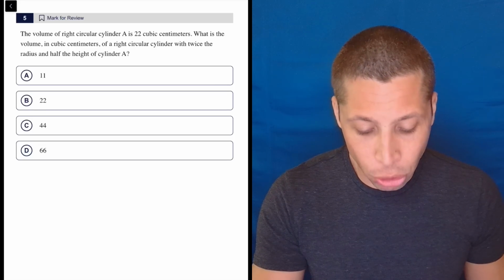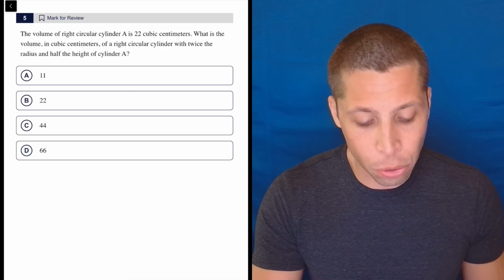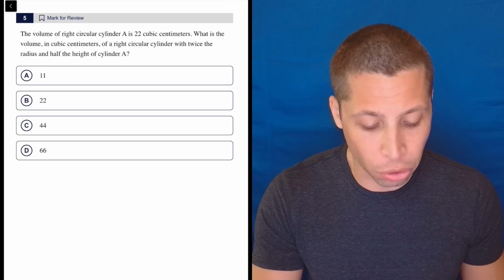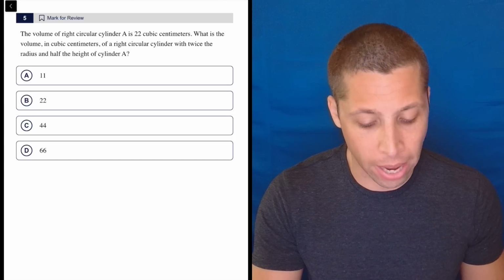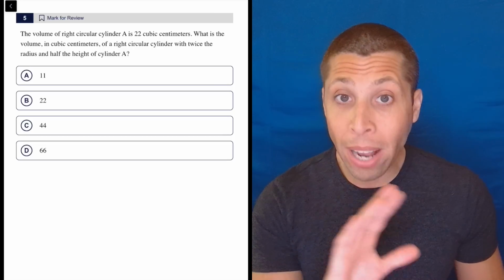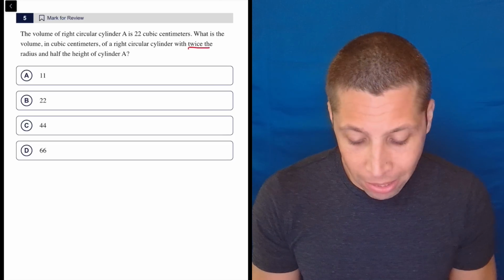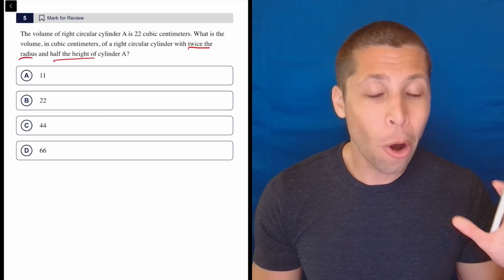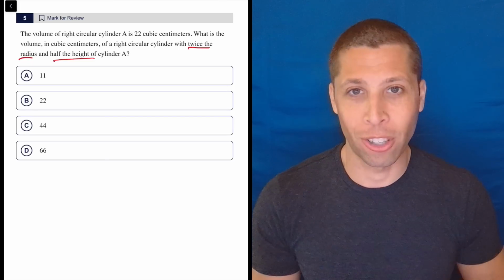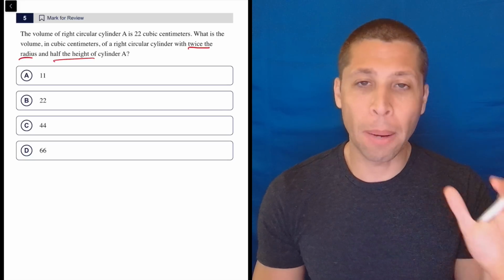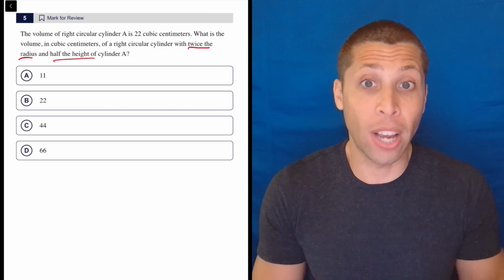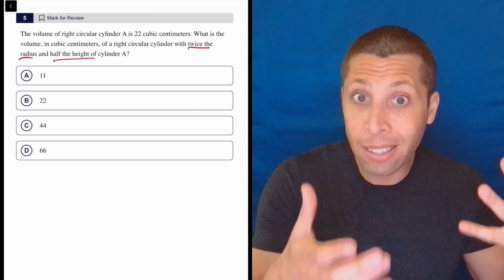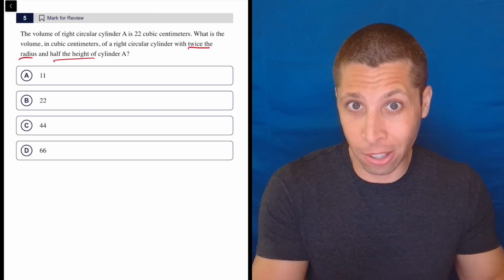The volume of right circular cylinder A is 22 cubic centimeters. What is the volume in cubic centimeters of a right circular cylinder with twice the radius and half the height of cylinder A? So the red flag here is they're asking me to change the dimensions of something, but at no point did they give me the dimensions. So this is something that comes up in geometry a lot in the SAT, but pretty much any math topic where they ask you to change something, but they didn't give you the something to change.